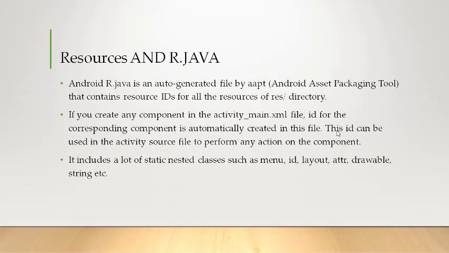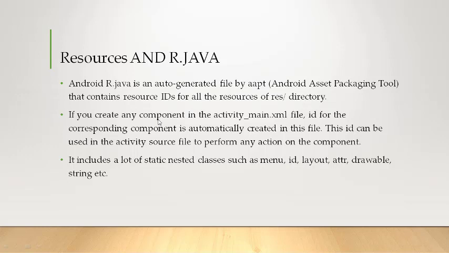Now, second is your resources and R.java. Android R.java is an auto-generated file. What does it mean? Unlike the manifest file, we are not creating the R.java file. It is created by default by the Android Asset Packaging tool and contains the resource IDs for all the resources in the resource directory. The R.java file contains all the IDs that are used in your Android application.